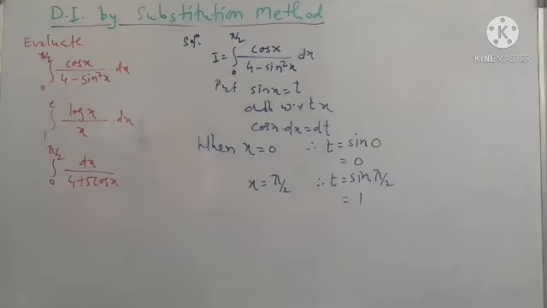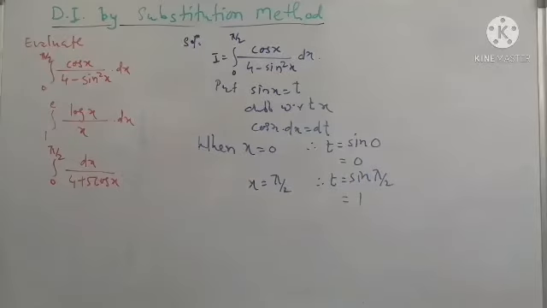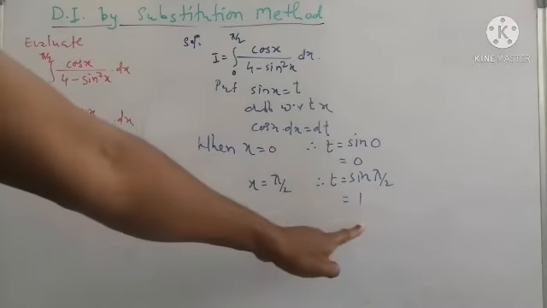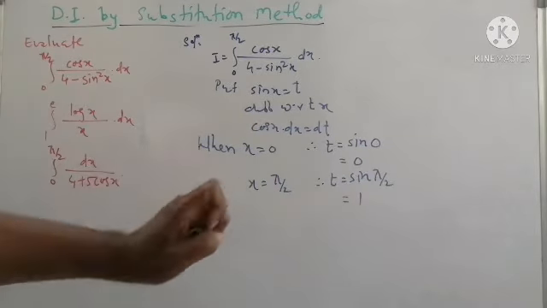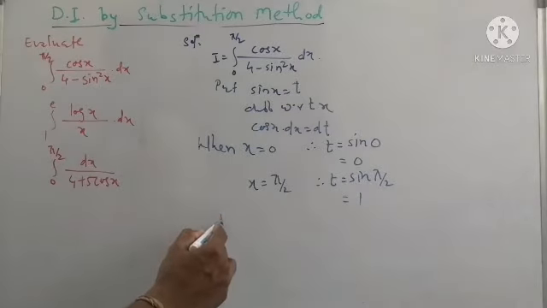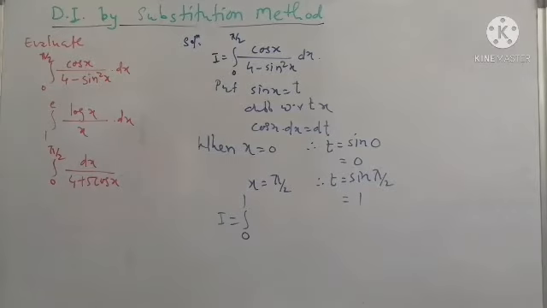So the new limits, that is the values of t, are 0 and 1, but 0 corresponds to the old lower limit, so 0 is our lower limit, and 1 corresponds to the old upper limit, so 1 is the upper limit. So the new integration I is from 0 to 1. So we change the limits. Now we change the terms of x as we did in the substitution method.